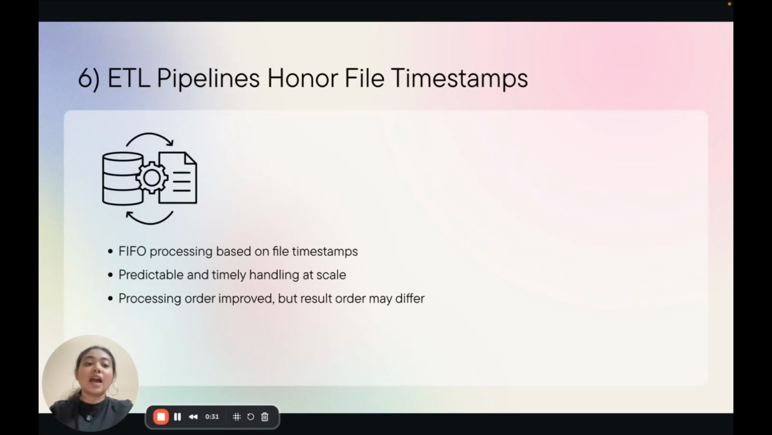If you're processing hundreds or thousands of files through Unstract's ETL pipelines, order matters. Earlier, all files were processed, but not necessarily in the order they arrived. ETL pipelines now honor file write timestamps and follow a first in, first out approach, processing the oldest file first. This ensures timely and predictable handling even when the platform is dealing with large volumes of documents.